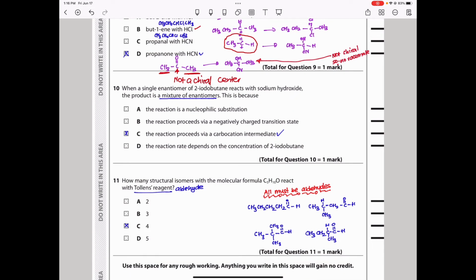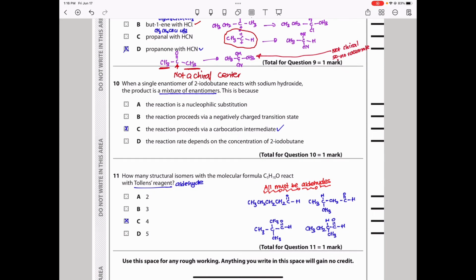And for question 10, when a single enantiomer of 2-iodobutane reacts with sodium hydroxide, the product is a mixture of enantiomers. The key part of this question is that they want the reason why the product is a mixture of two enantiomers. The reason for this is what I've been explaining above. The reaction goes through a carbocation intermediate, and when a carbocation intermediate is formed, the incoming nucleophile can attack from either side, which leads to the formation of a mixture of enantiomers, basically.